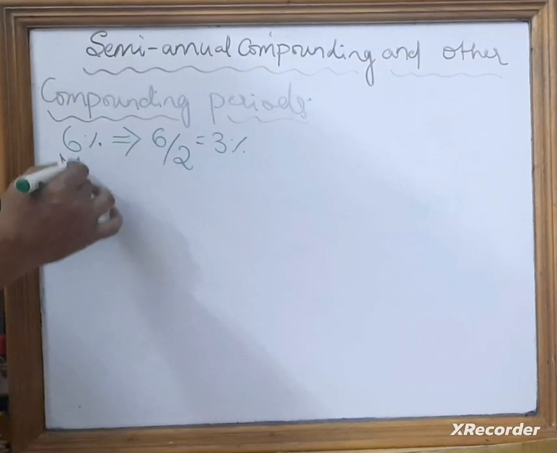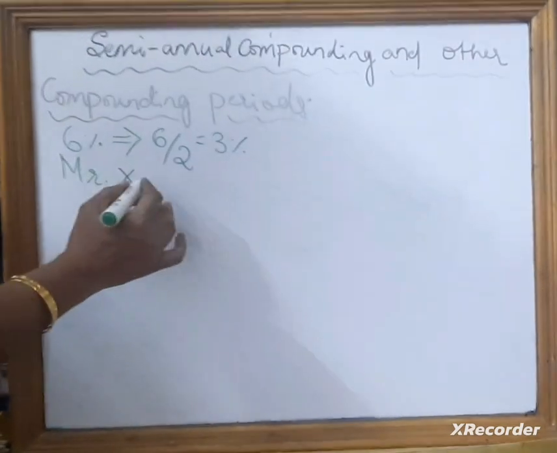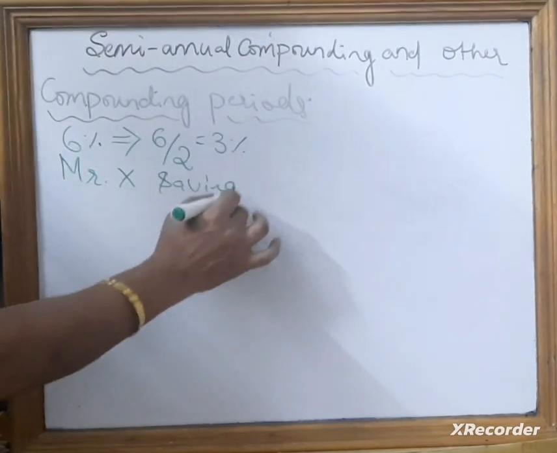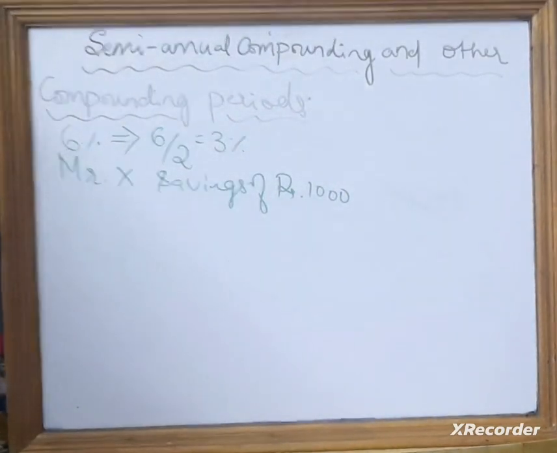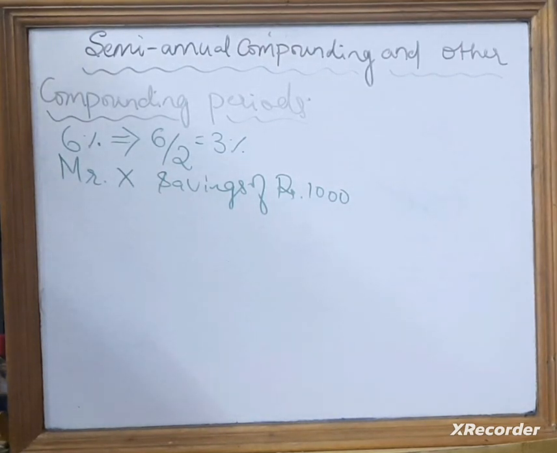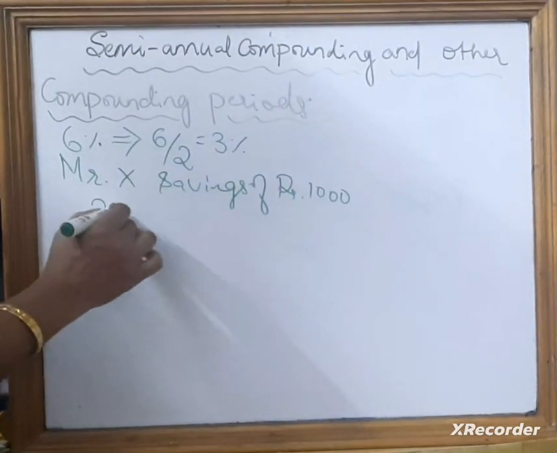Mr. X has his savings of rupees 1000 placed in a bank in a 2-year time deposit scheme, and this bank will yield 6% interest, that is, the interest on his savings will yield 6% annually, and it is a 2-year time deposit scheme.